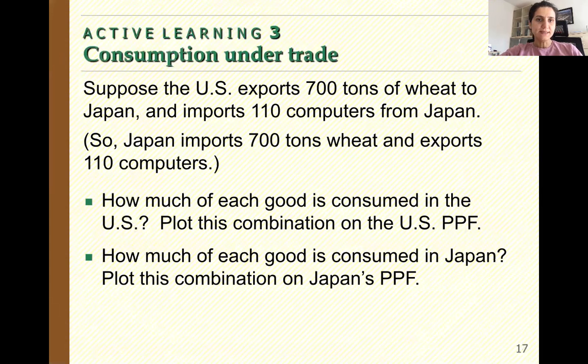Okay, and then remember, the US was producing 3,400 tons of wheat. If it sends 700 tons of wheat to Japan, and in return obtains 110 computers from Japan, then what will happen to consumption levels in the US and Japan? Are they better off now compared to the self-sufficient case?